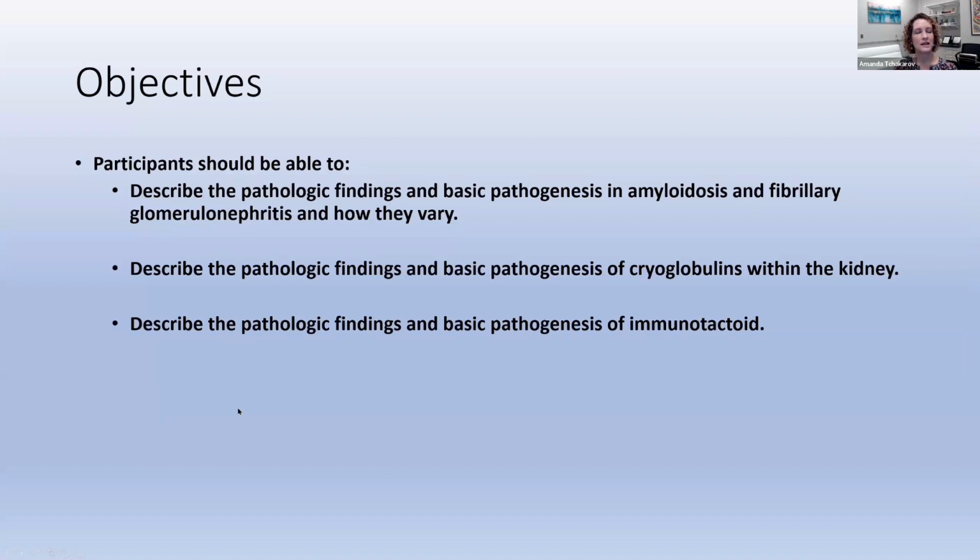So the objectives: I'm going to be discussing organized deposits within glomerular nephropathy. By the end, hopefully, we will be able to describe the pathologic findings of amyloidosis and fibrillary GN, how they vary, as well as the findings of cryoglobulins and the findings in immunotactoid.